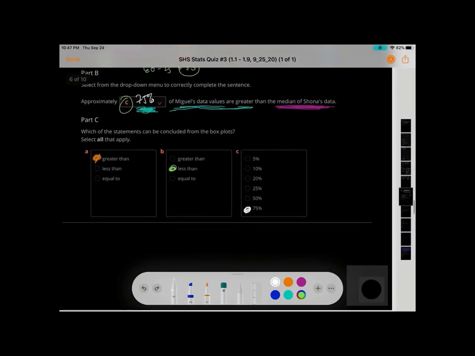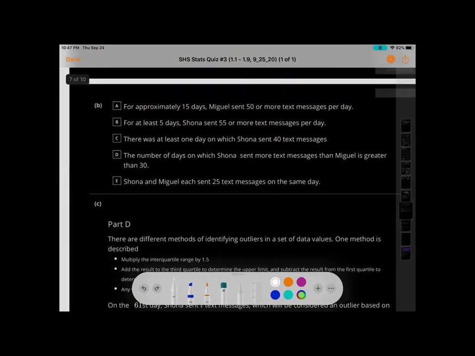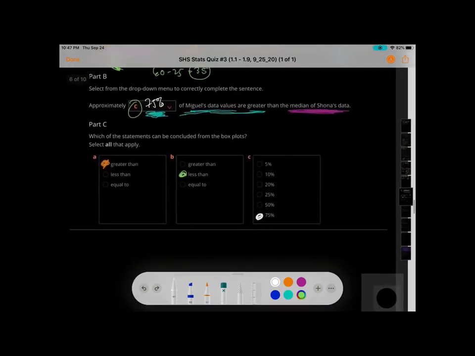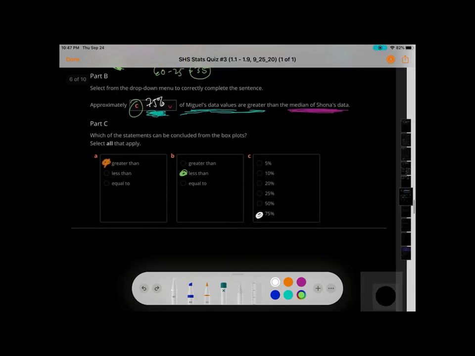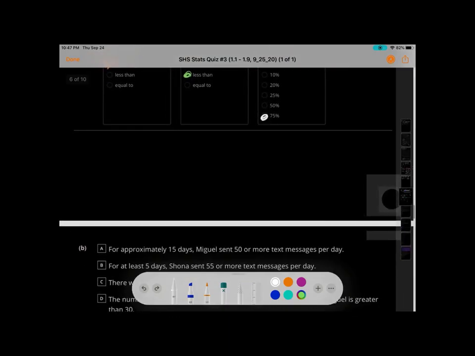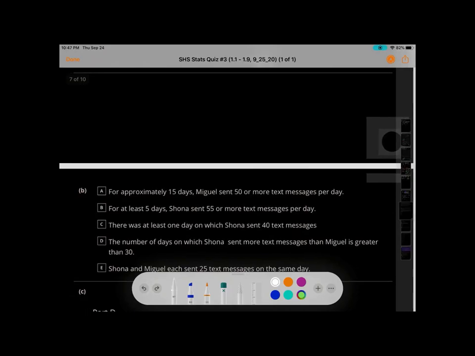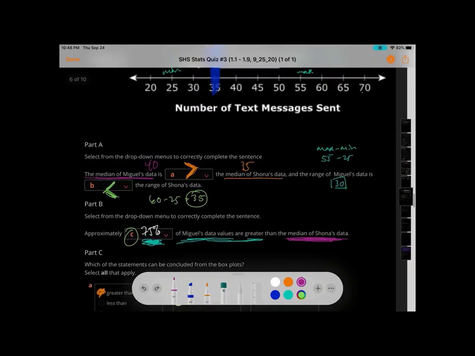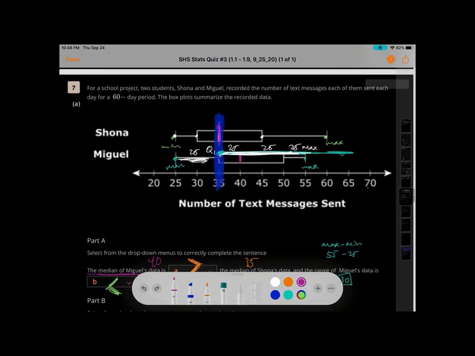All right, part B. I think we are supposed to, which of the statements can be concluded from the box plot? Select all that apply. For approximately 15 days, Miguel sent 50 or more text messages per day. So let's go to Miguel and look at 50 text messages. 50, Miguel, 50. It's getting kind of crazy. Let's erase all this stuff.